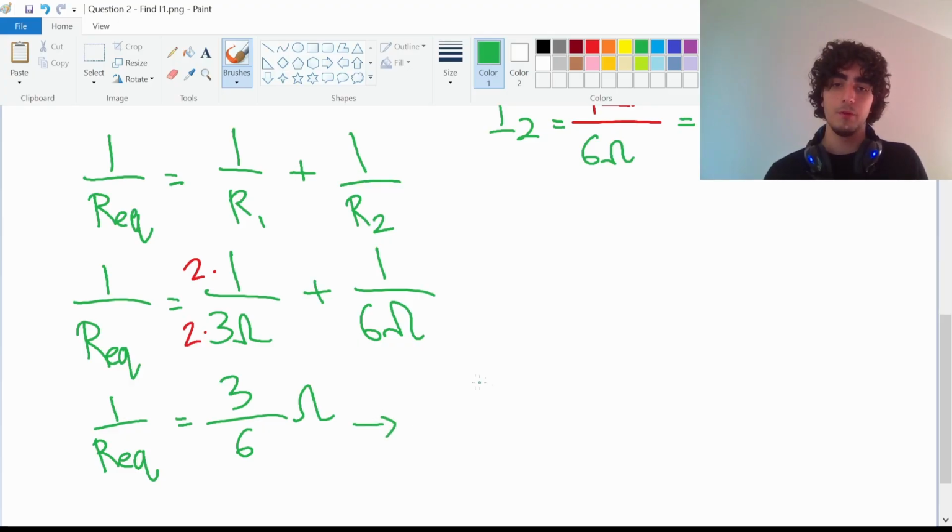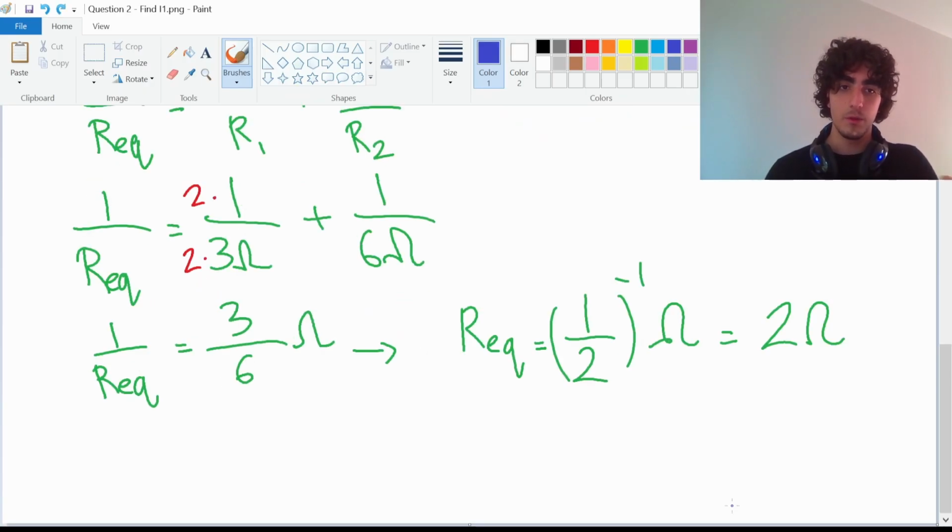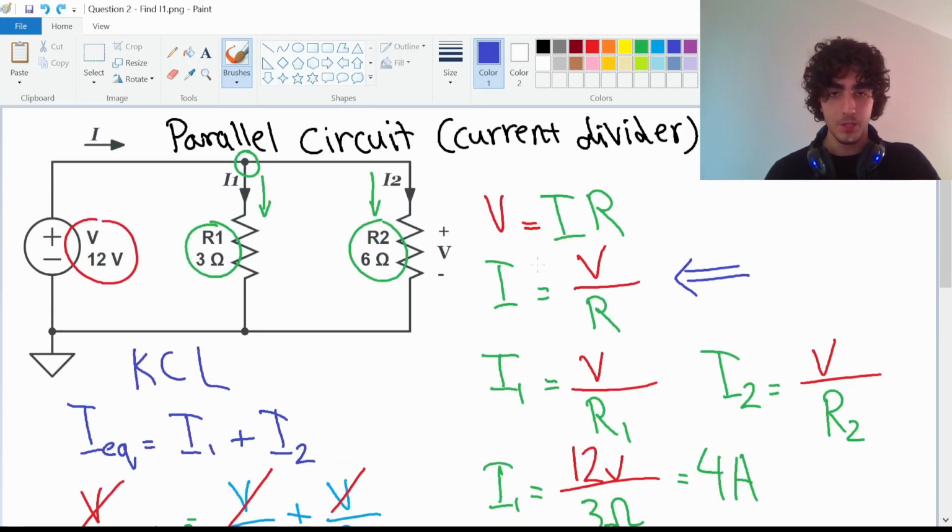So we have to actually rewrite this as R equivalent is going to equal 3 over 6, which is 1/2, to the negative first power ohms. Now, the reciprocal of 1/2 is 2, so that means that the R equivalent is going to equal 2 ohms. So now that we have the equivalent resistance within the circuit, we can actually come back up here to this first equation to find out what the current equivalent is.